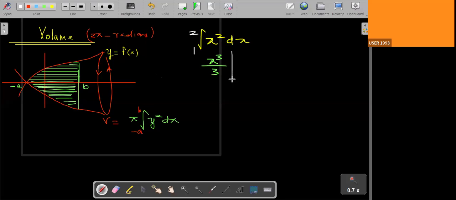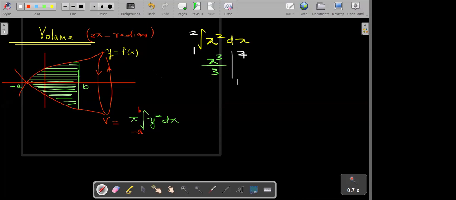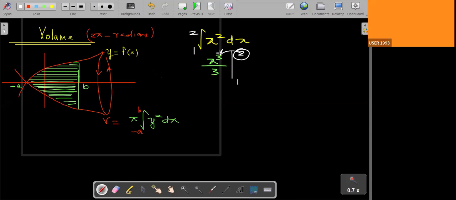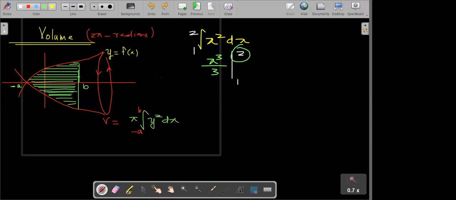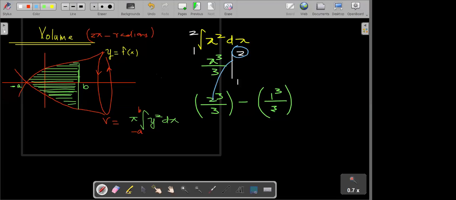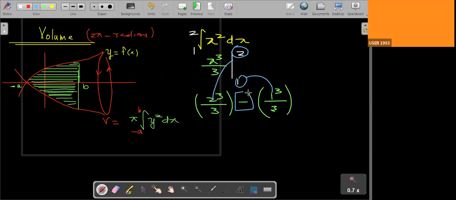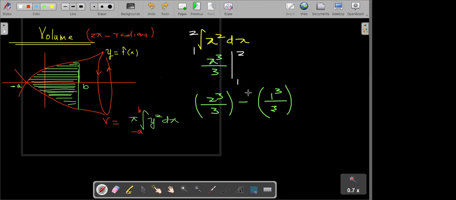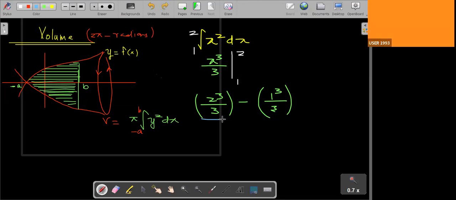Then remember to put a vertical line and mark 1 and 2. What does that mean? It means you input 2 into the equation, then 1 into the equation, and find the difference. Into the answer we got after integrating, we substitute 2, the value on top, which gives 2 cubed over 3. From that, we subtract 1 cubed over 3. Can you explain that again? We substitute 2 into the equation, so we get 2 cubed over 3.